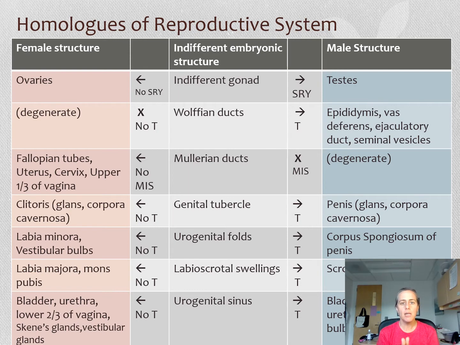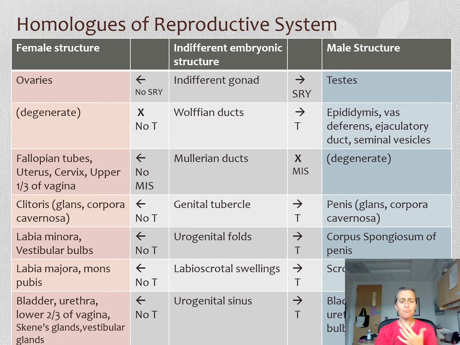If you look in the middle, you see that indifferent structure, right? You start off with an undifferentiated, indifferent gonad, and then you have two different pathways. If the SRY gene is present, you're going to turn into testes. If the SRY gene is not present, you're going to turn into ovaries. You can see how most of those initial structures have a homolog in the opposite sex, with the exception of Wolffian ducts or Müllerian ducts, because you end up with one or the other, not both.